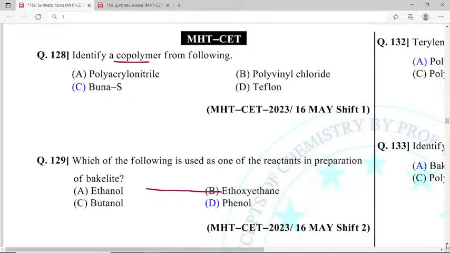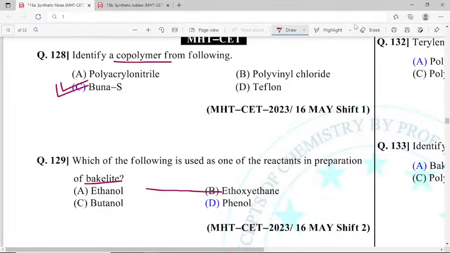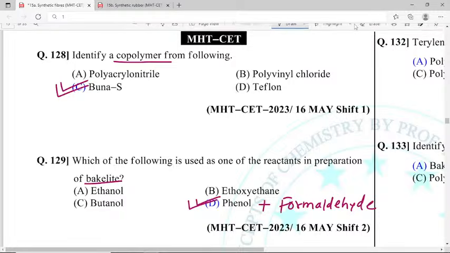Identify the copolymer from the following. A copolymer contains two different monomers. So Buna-S, butadiene and styrene. Butadiene plus styrene is called Buna-S. Which of the following is used as one of the reactants in the preparation of bakelite? Bakelite is phenol formaldehyde resin. Phenol plus formaldehyde resin is called bakelite.